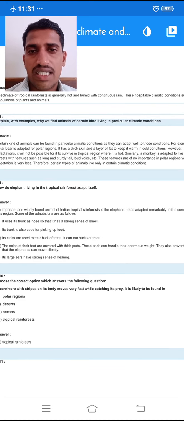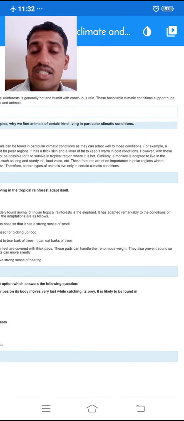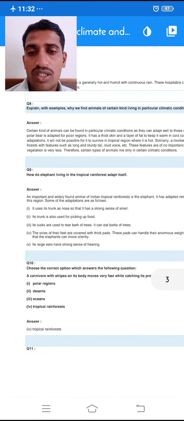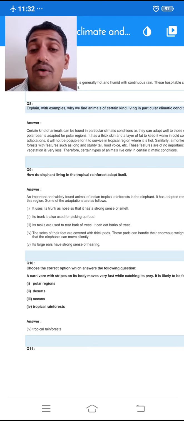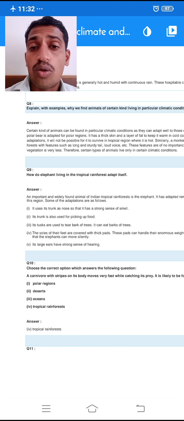How? On the outer layer it has a very thick skin, and there is a deposition of fat under its skin in order to keep itself warm from the cold conditions in the polar regions. However, with the same adaptations, it will not be easily possible for the polar bear to live in the tropical rainforest or tropical regions where it is hot. It has adapted only to the polar regions, hence it can survive well there, whereas with the same adaptation it will not be possible for the polar bear to survive in the tropical regions where it is hot. That is the reason.